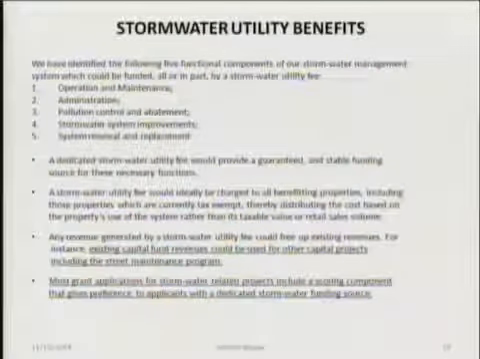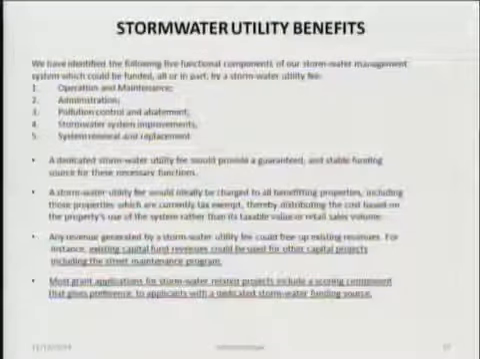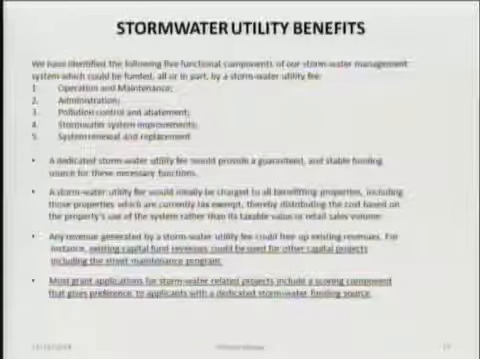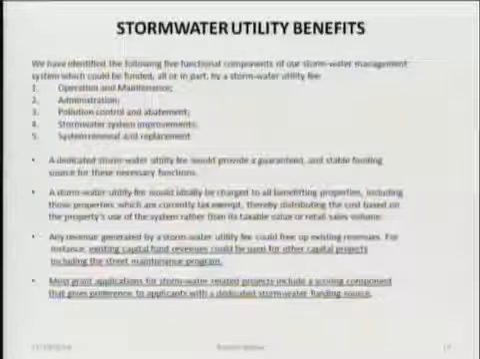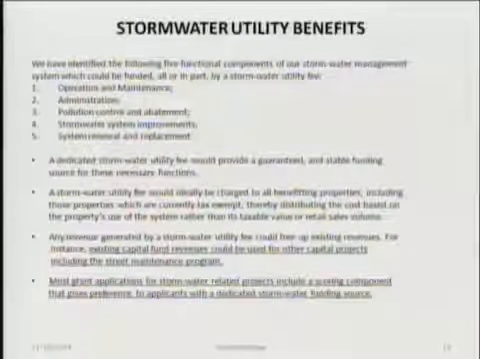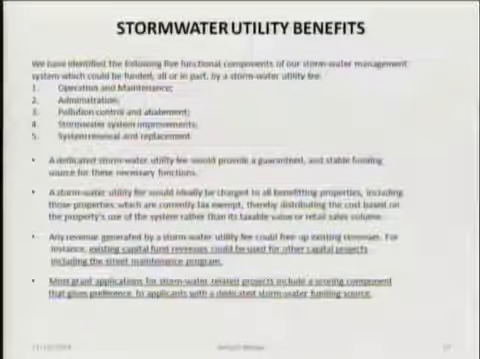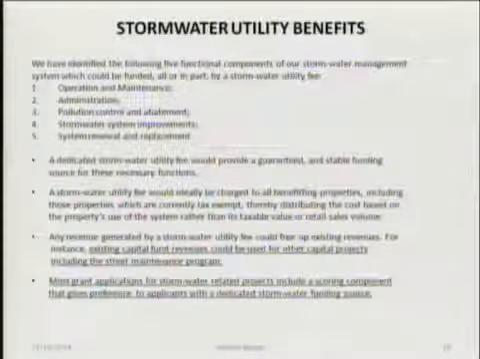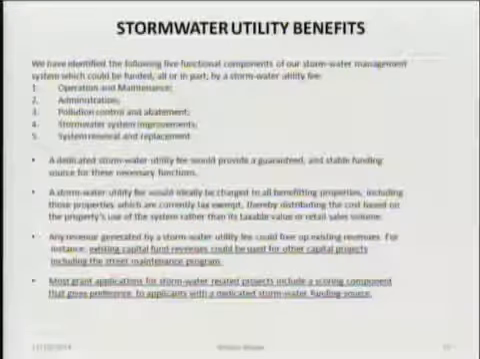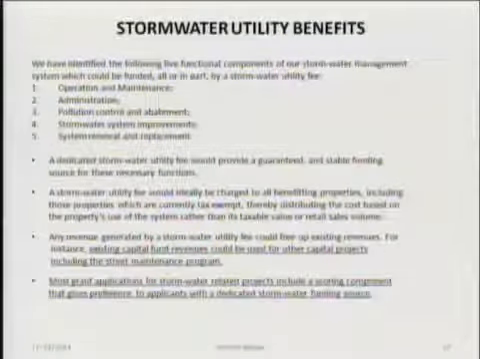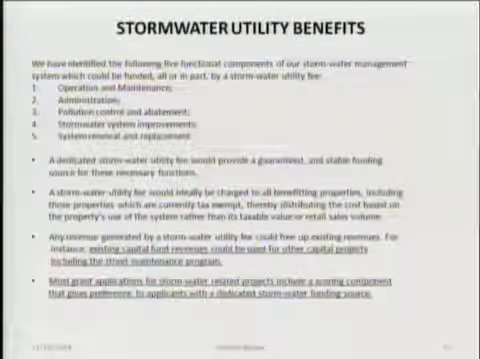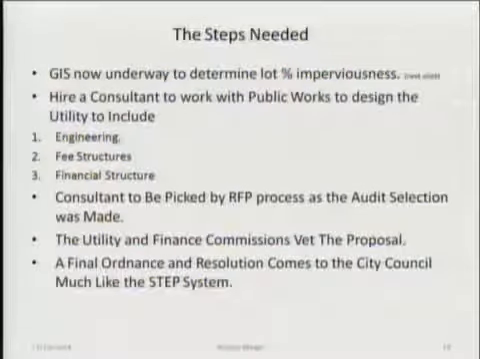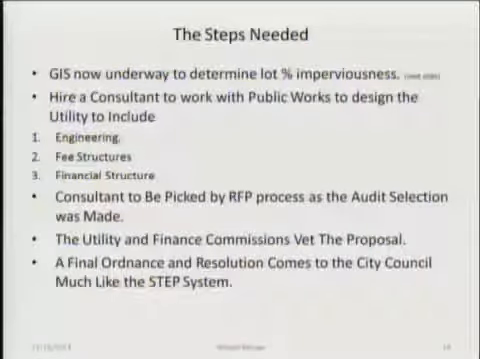Most grant applications for stormwater-related projects include a scoring component that gives preference to applications with a dedicated stormwater funding source. In other words, we cut ourselves out of a lot of possible funding. Attached to the appendix of this is the law that was just passed in Washington, and it specifically deals with how you can apply for federal low-interest loans if you meet certain constraints, one of which is having a stormwater utility.